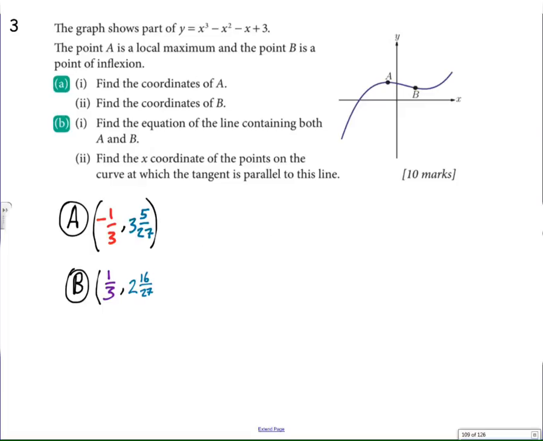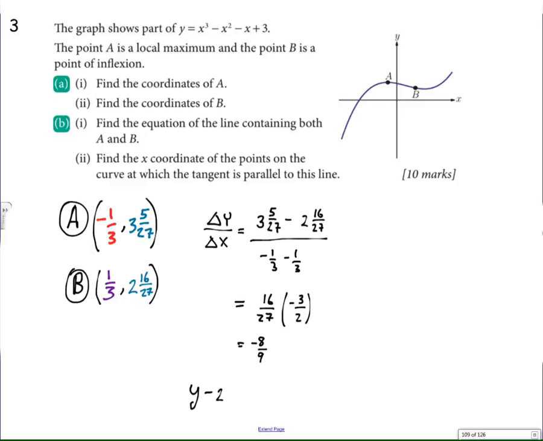Now that we know what the points A and B are, we're supposed to find the equation of the line that contains both A and B. And so to do that, I need to know the slope of the line. And that requires a little bit of arithmetic. And I get -8/9. And then to get the equation of the line, I just use the point slope formula. So here's the point, 1/3, 2 16/27, and the slope, -8/9. I just put that all into the formula, I solve for y, and that'll be the equation we're looking for.